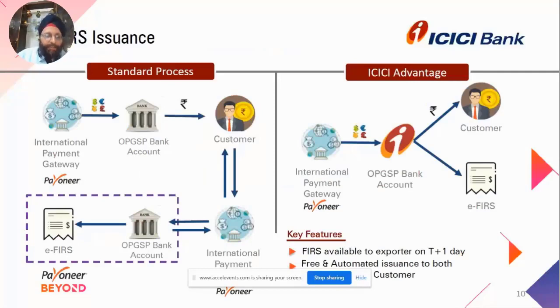This is the standard process, as I just told you. The money gets routed through an OPGSP platform. It gets credited to your account. Then you have to do a manual follow-up. You have to go to the bank, or follow up with your OPGSP platform. And then there are various processes, like going online, paying certain fees, and waiting for 7 days, 5 days, 6 days. Only then you'll be able to get this advice.